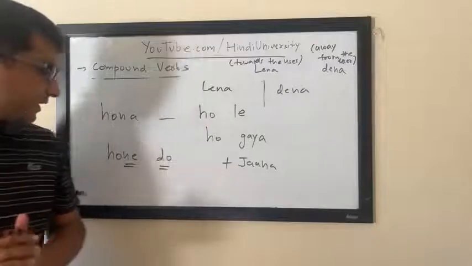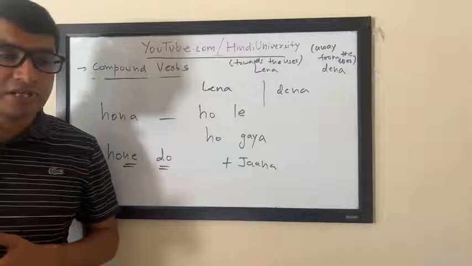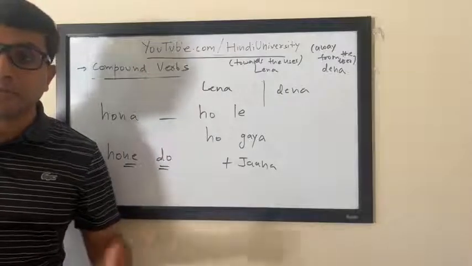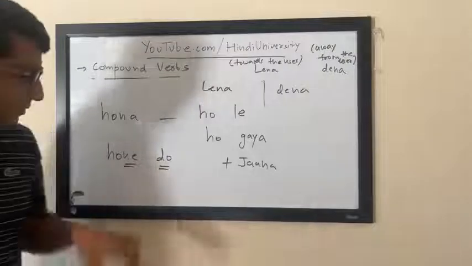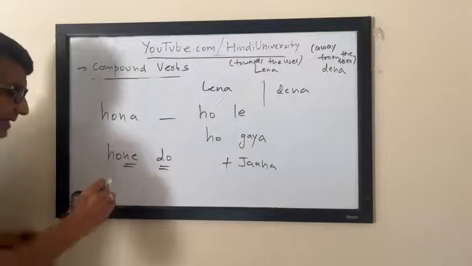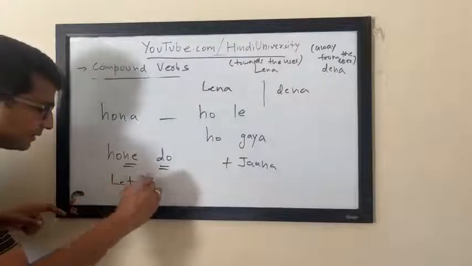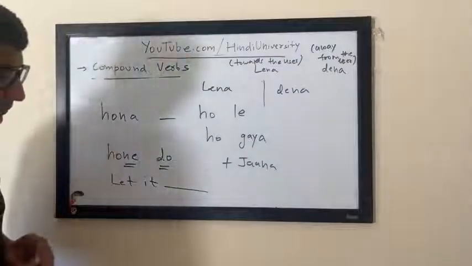So what you're trying to say is, like, you're going outside and somebody's telling you it's going to rain. Why are you stepping outside? And you're like, barish hone do. Mujhe nahi farak padta. I don't care. Let it rain. Hone do. So it's not necessarily a compound word, but it's basically let it. Yeah, I've still heard people say holo though instead.